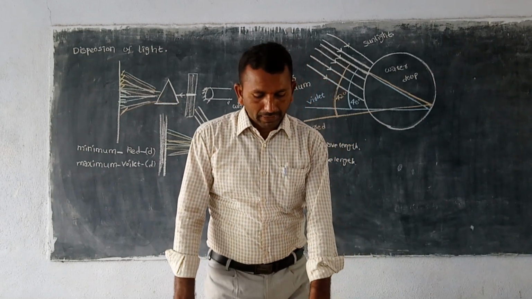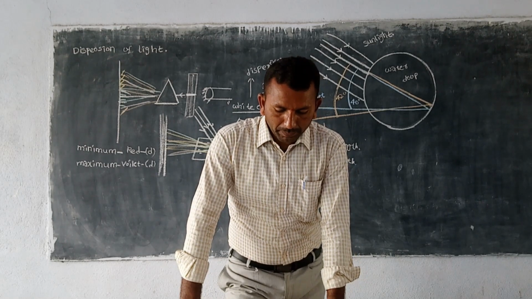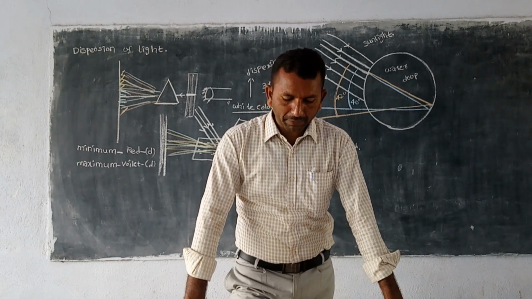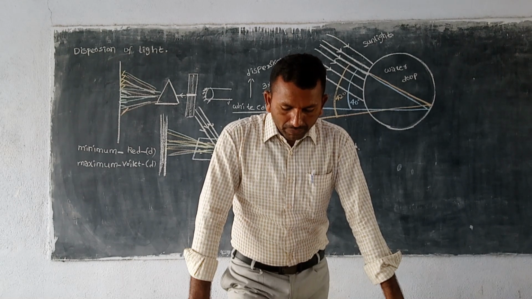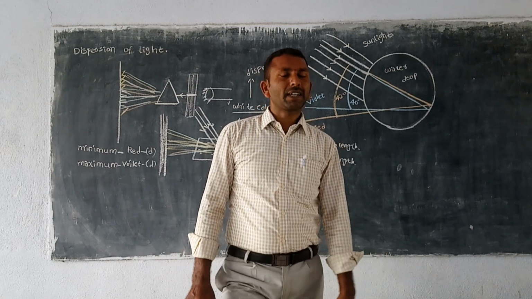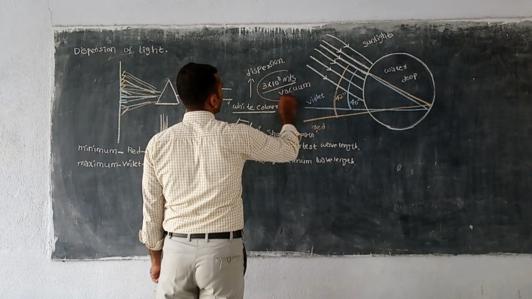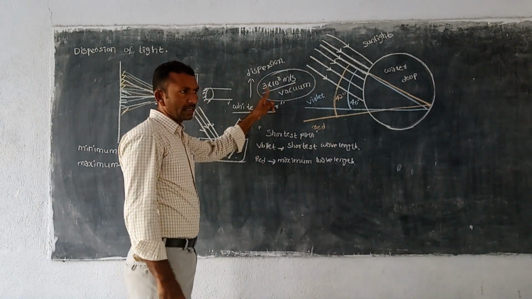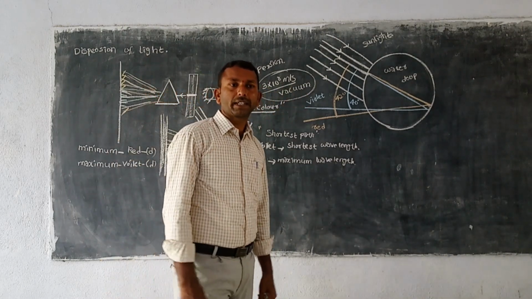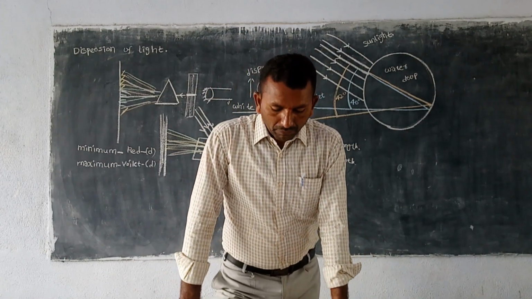What is the reason? The reason lies in the fact that while the speed of light is constant in vacuum for all colors, it depends on the wavelength of light when it passes through a medium. We know that refractive index is the ratio of speeds in the vacuum and in the medium. The speed of light is constant for all colors in the vacuum. But if it enters a medium, the speed of light varies from one color to another.